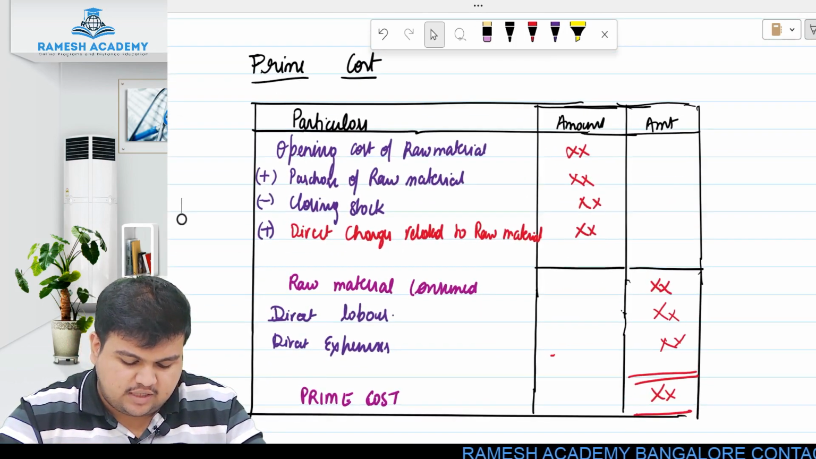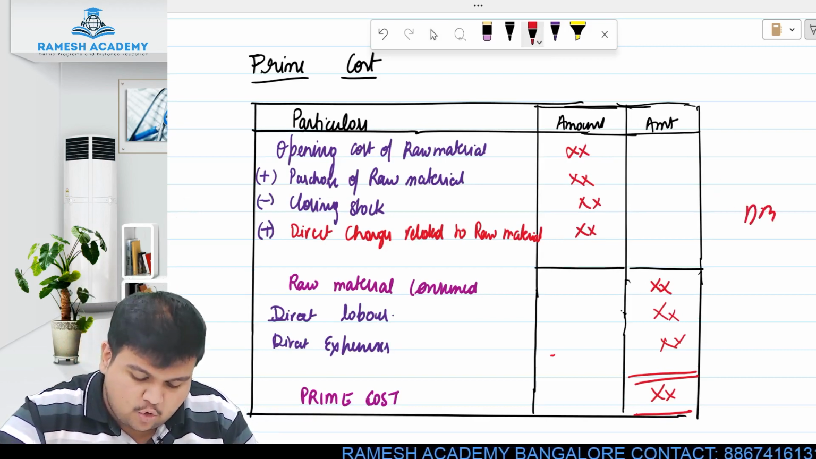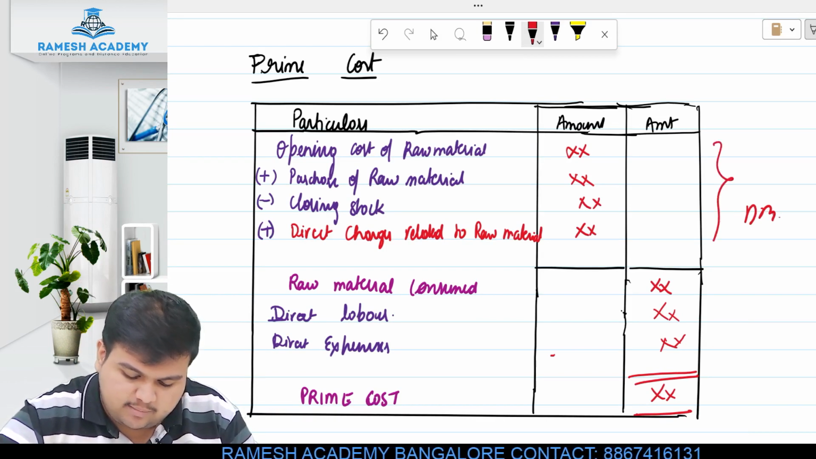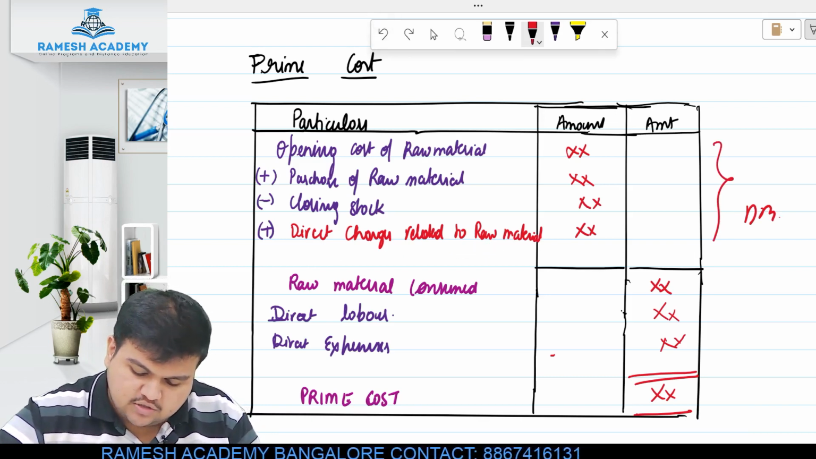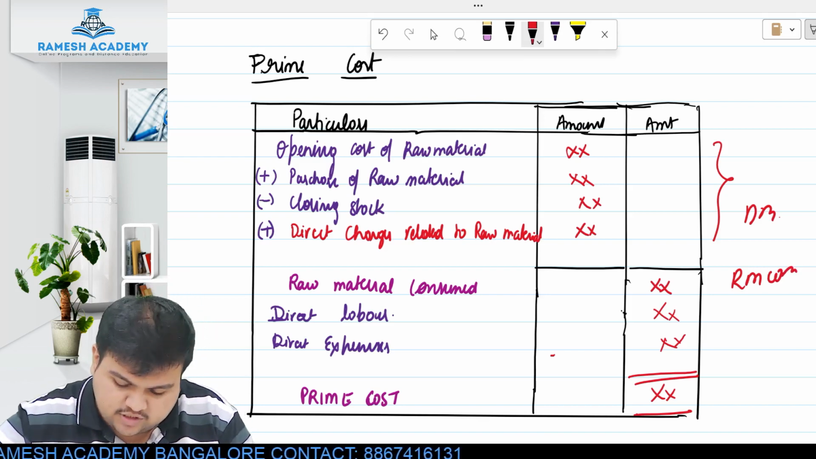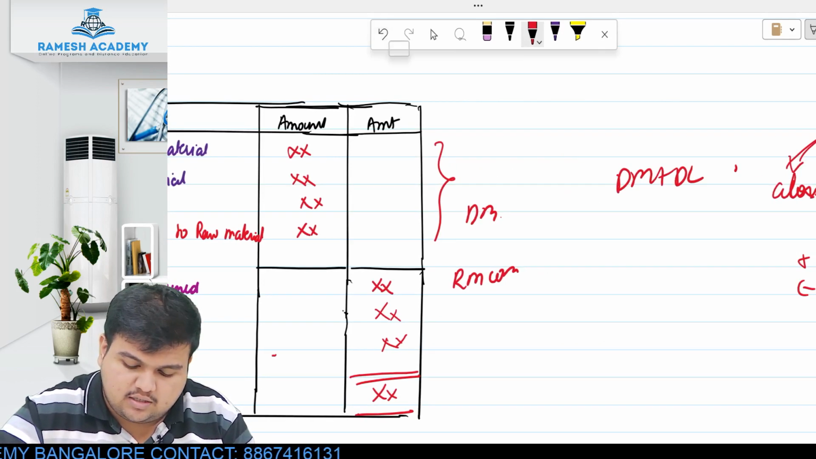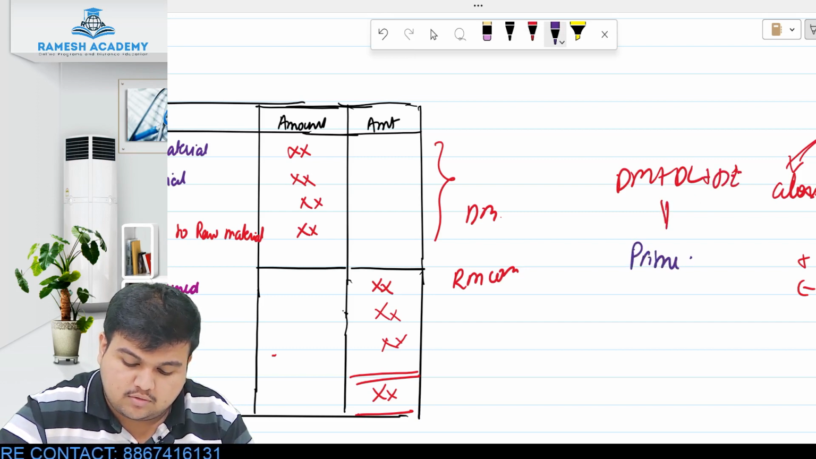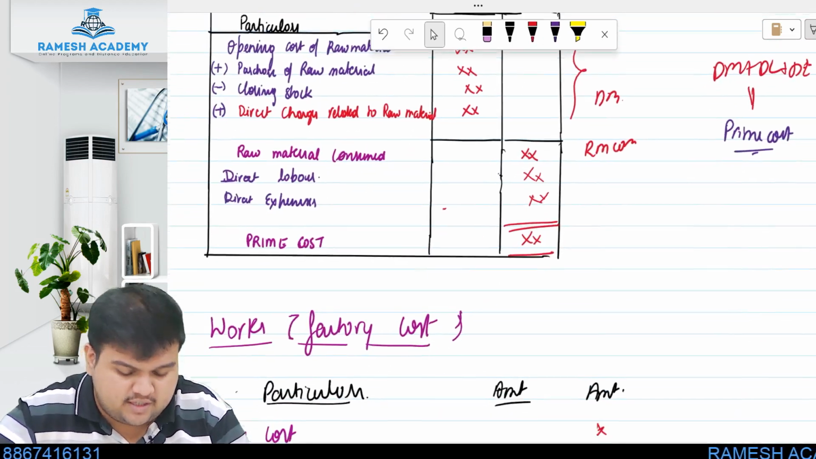The next one is calculation of prime cost. First, calculation of direct material: opening raw material plus purchase minus closing, you will get the value of the direct material, including direct charges related to the raw material. So this is the raw materials consumed. Next, add direct labor and direct expenses, and you get the prime cost. Simple: direct material plus direct labor plus direct expenses gives prime cost. Here the opening and closing of the raw materials is important.